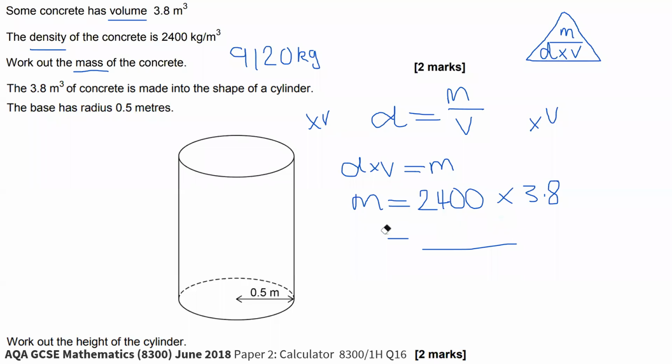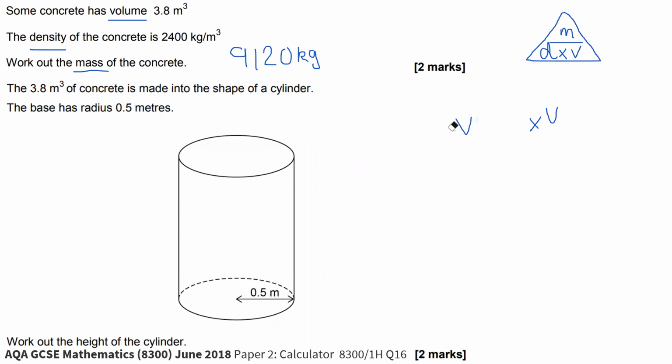So the next part of this question is looking at, so it's given you a cylinder, and it's given you some of the dimensions, but it wants you to work out the remaining dimensions. So they've told us that the volume of this concrete is 3.8 meters cubed, sorry. And that's made into the shape of a cylinder. And the base of this cylinder has a radius of 0.5 meters. And it's asking us to calculate the height.